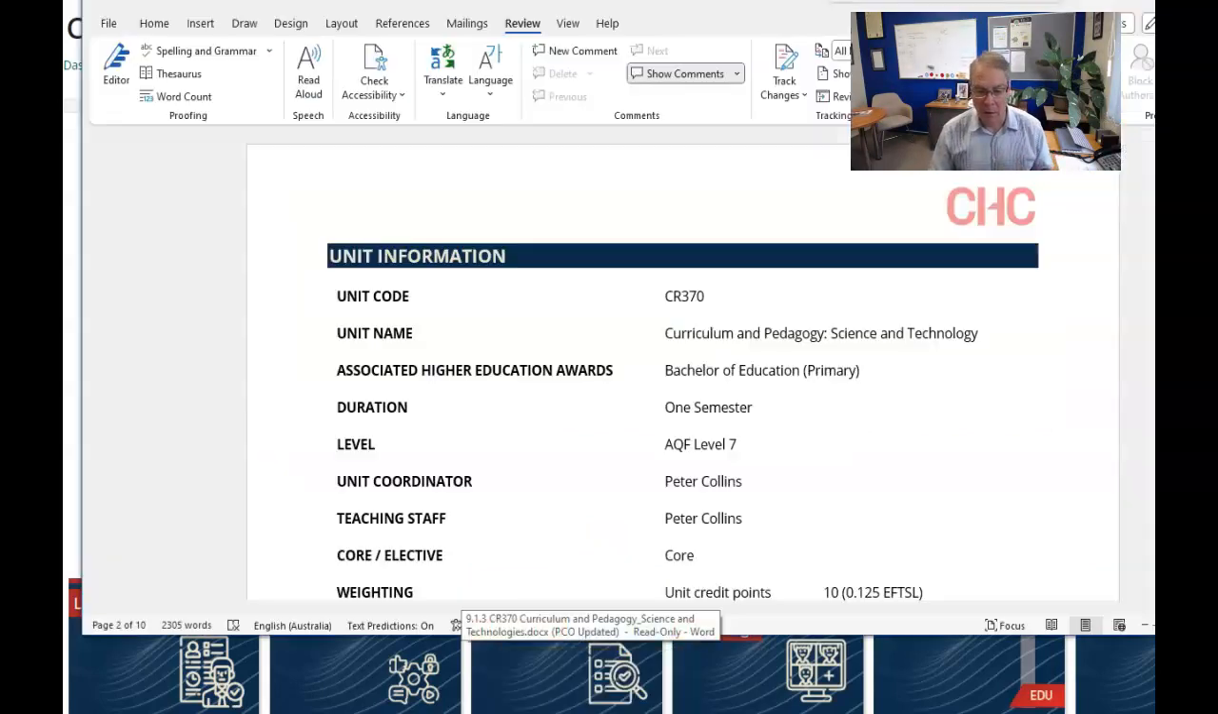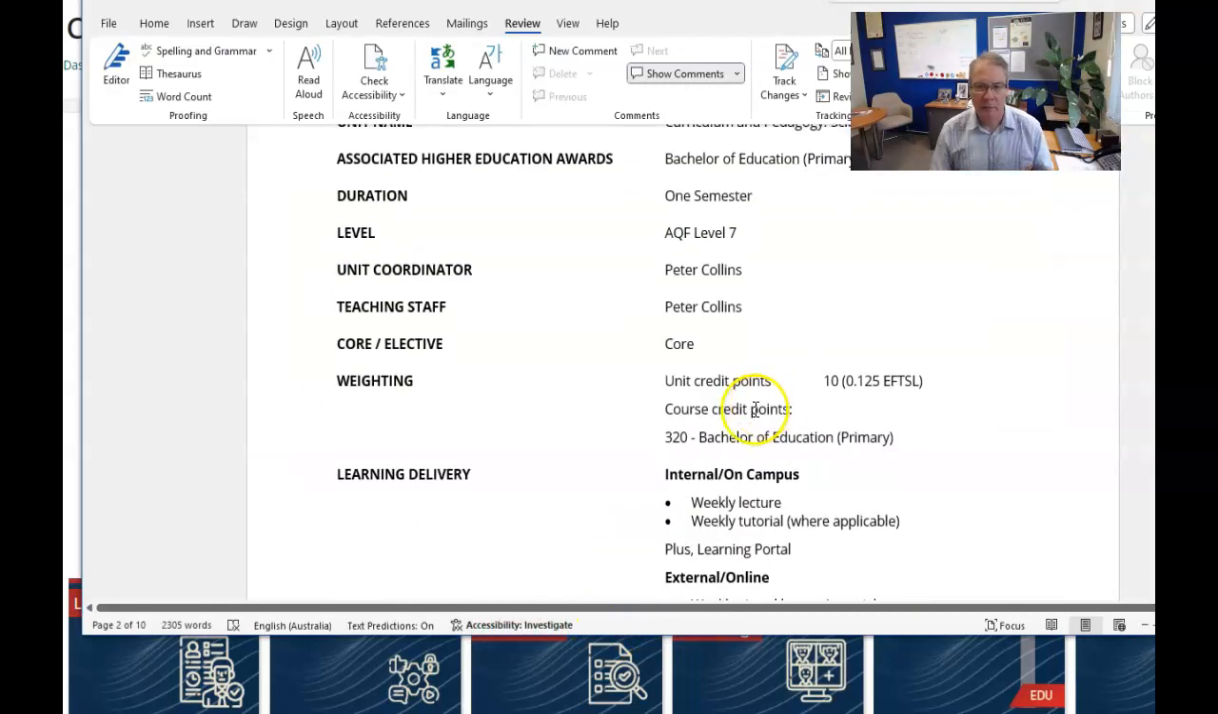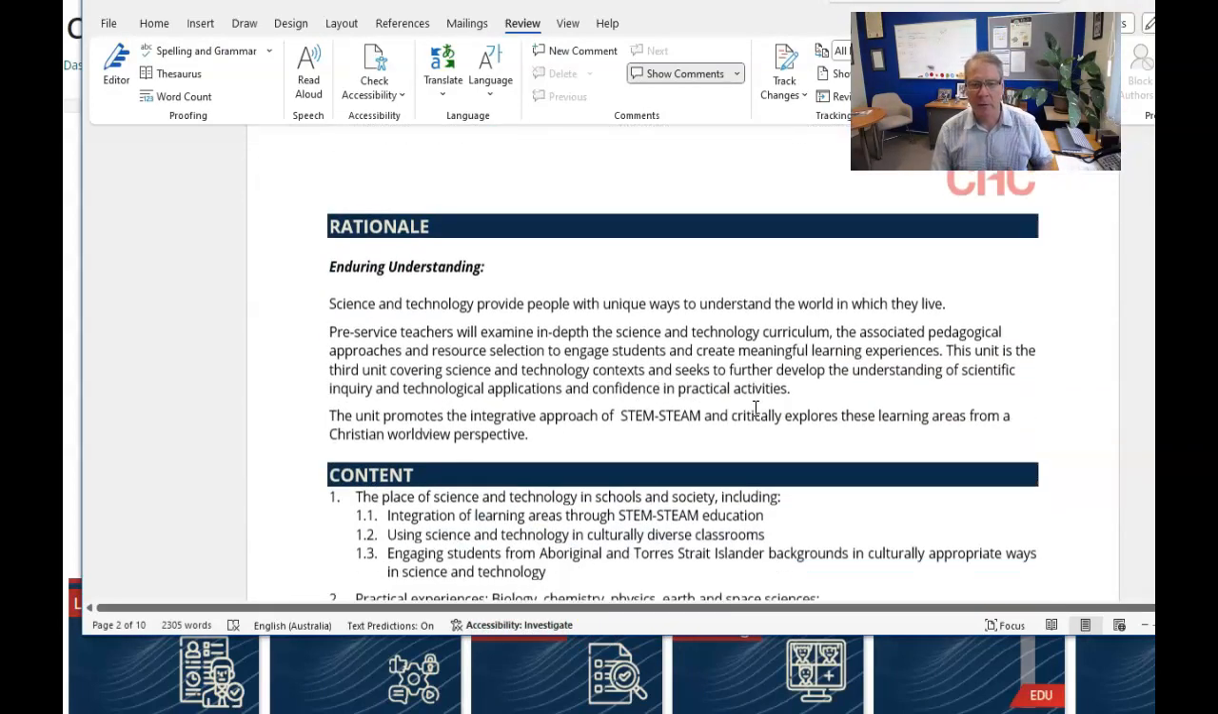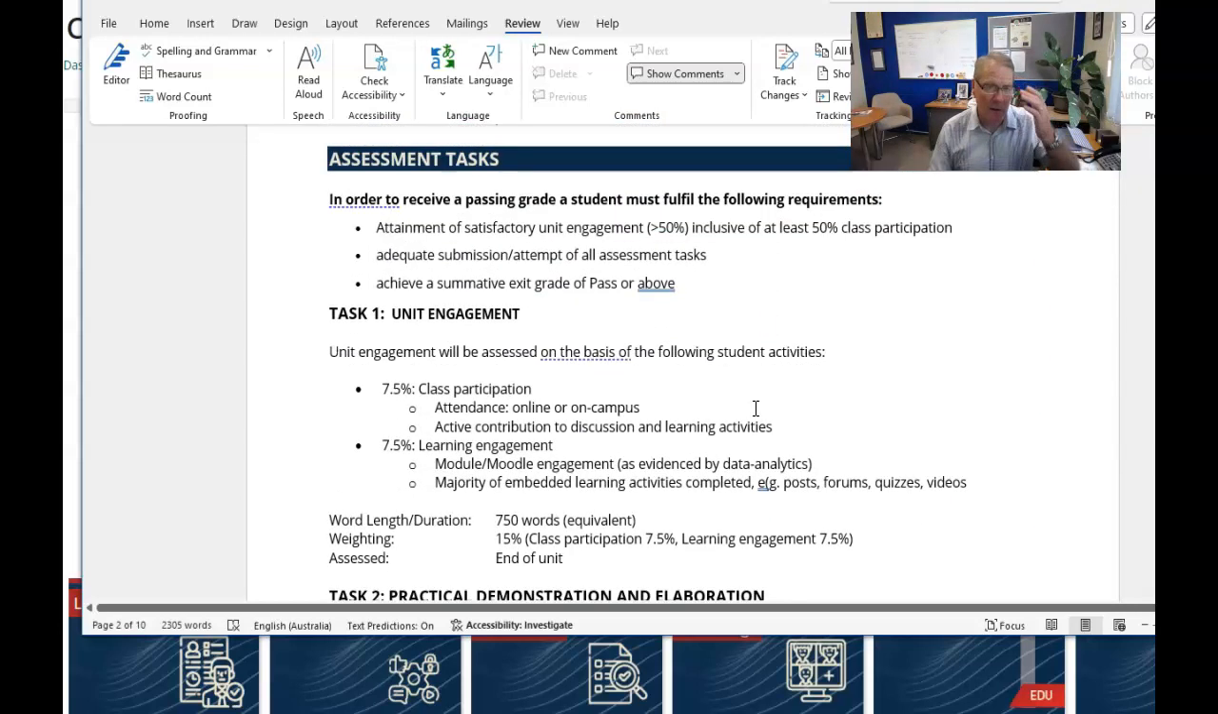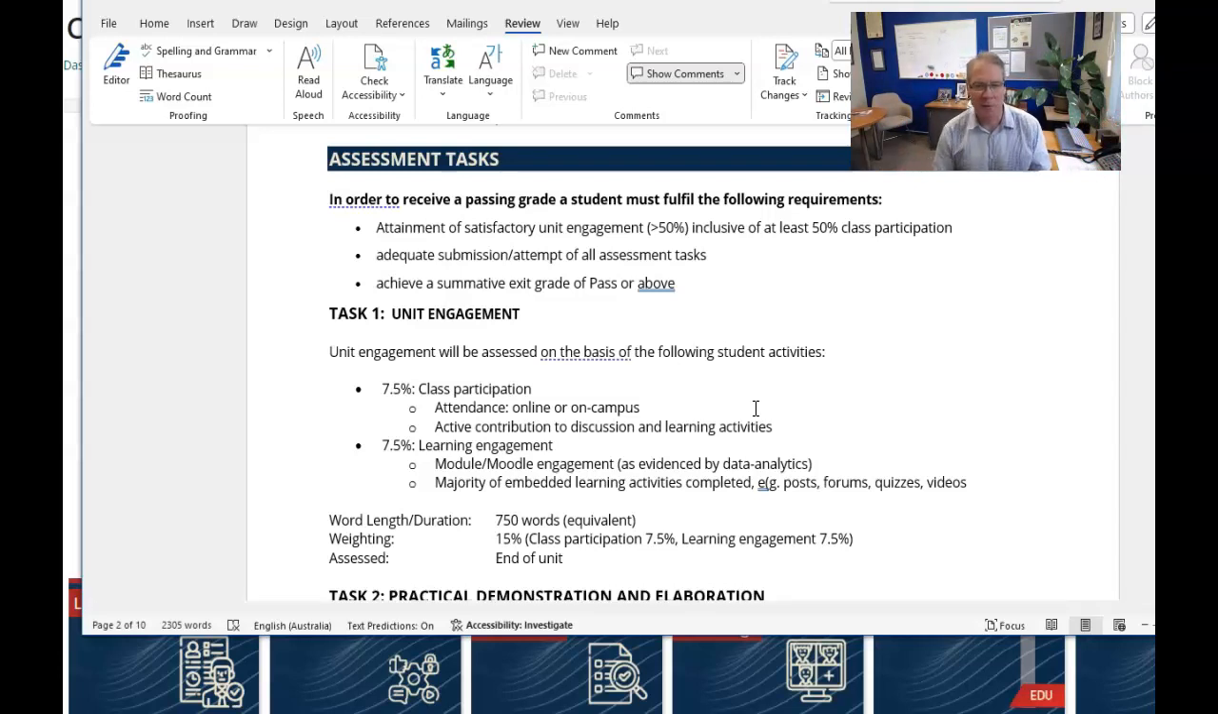Going to the unit outline now. In the unit outline, there are the normal sorts of things at the front end, but the critical thing we're going to be looking at is the assessment. Now, this is something different. We are trialing through this unit, and thank you for being participants of that, unit engagement. And as I say, it's 15%, a free kick.